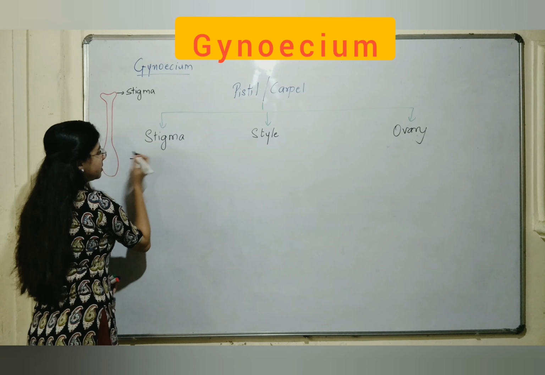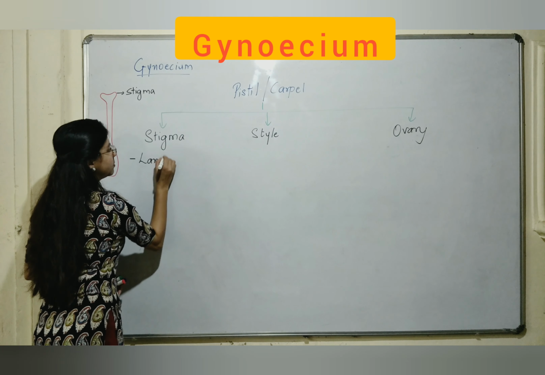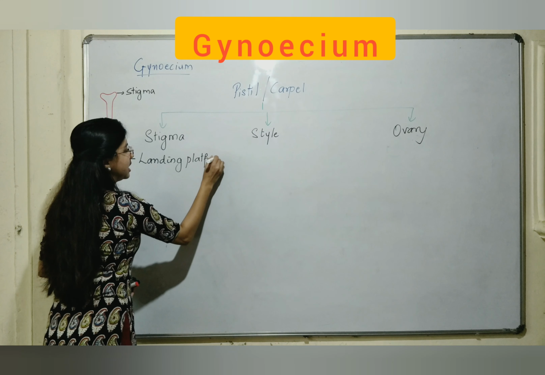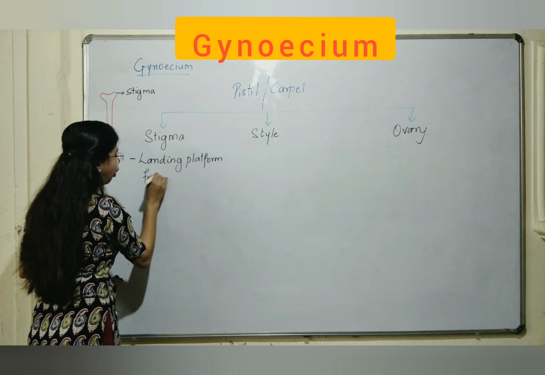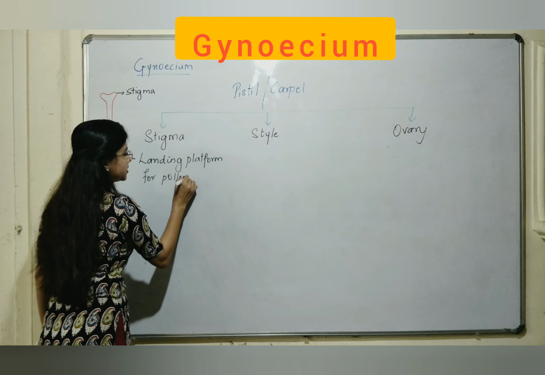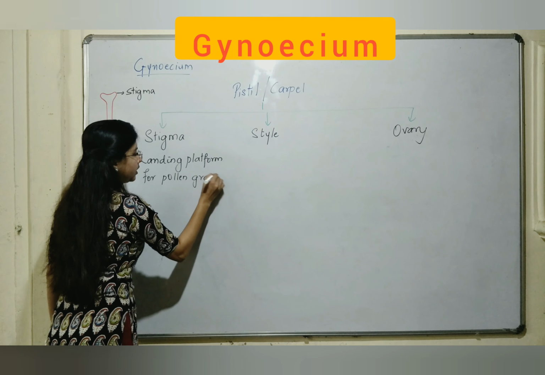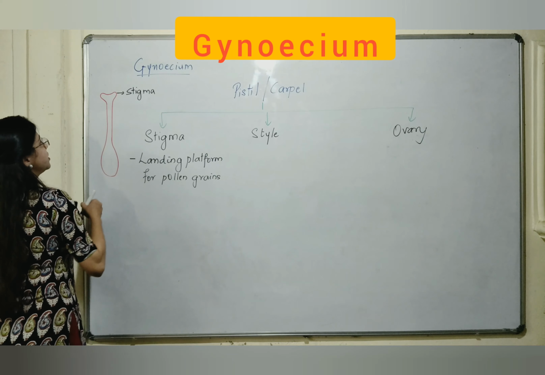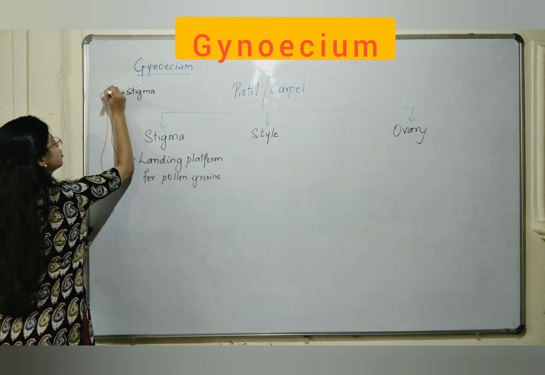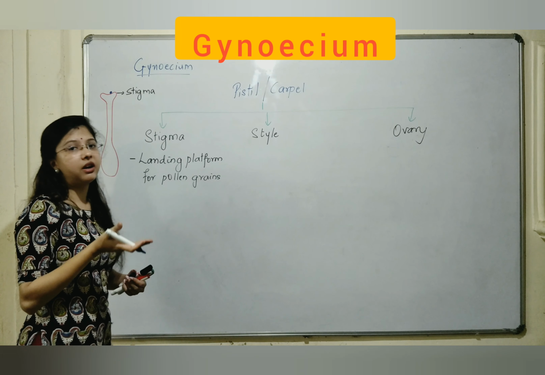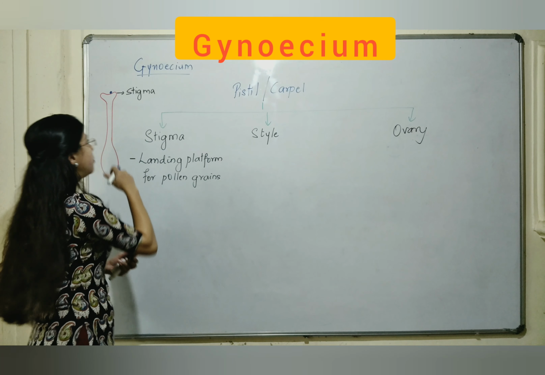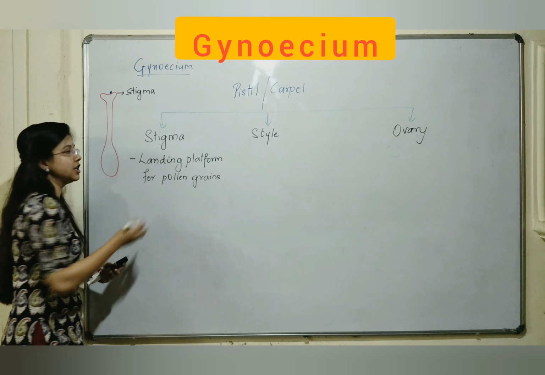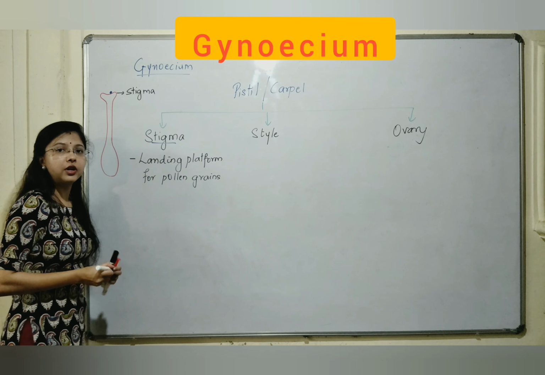Stigma is the landing platform. It acts as a landing platform for the pollen grains. Whenever pollen grains land on the stigma, right? So stigma is providing a platform where the pollen grains can land, and from where later on the pollen tube can form for the process of fertilization. So that is the function of stigma.